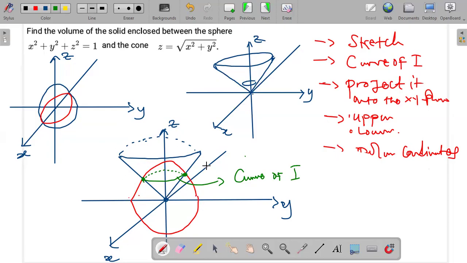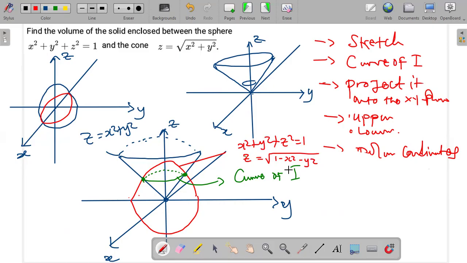And then the blue one is the what? The cone. So this blue one, we can say it's z is equal to x squared plus y squared. And then the red one is our sphere, which is x squared plus y squared plus z squared is equal to 1. We can make z the subject. It will become z is equal to the root of 1 minus x squared minus y squared. So that will be our z.